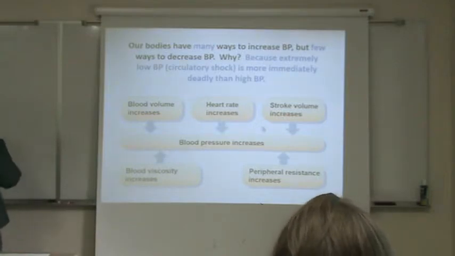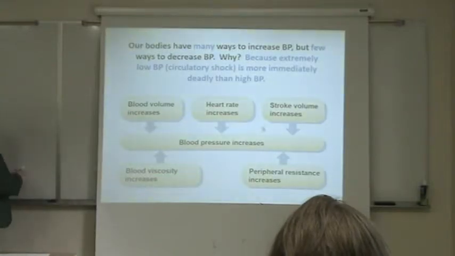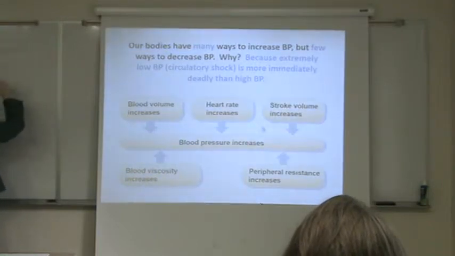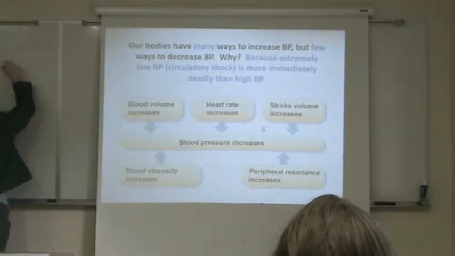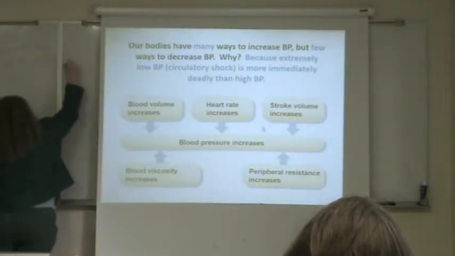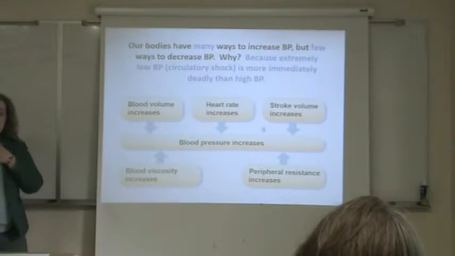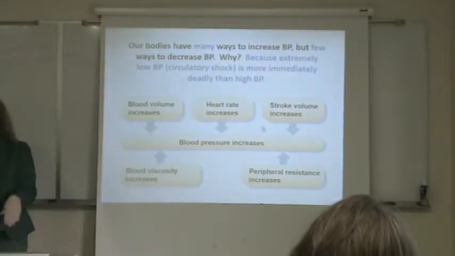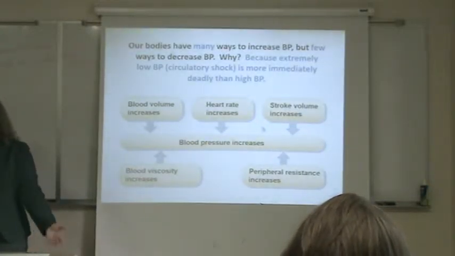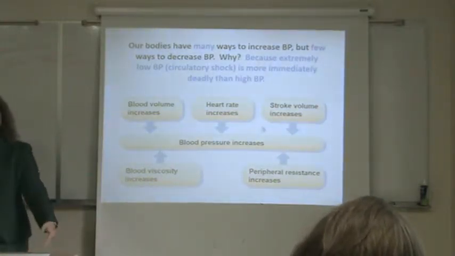So one reason why hypertension tends to be more of a problem is that the opposite, hypotension, so too low of a blood pressure, can be a real immediate threat to our body. If we don't have enough pressure in the system to move blood throughout the whole body, that's an immediate problem. That means that some part of our body is not getting nutrients, gas exchange, waste removed. We must have blood going to all parts of our body.